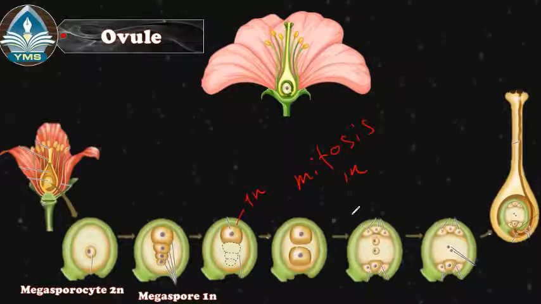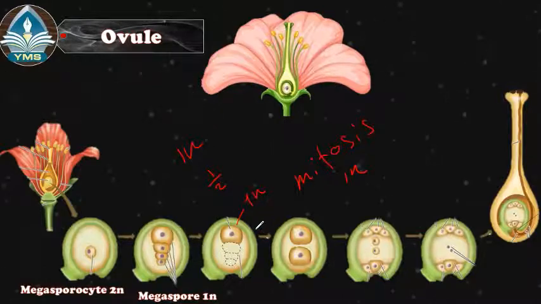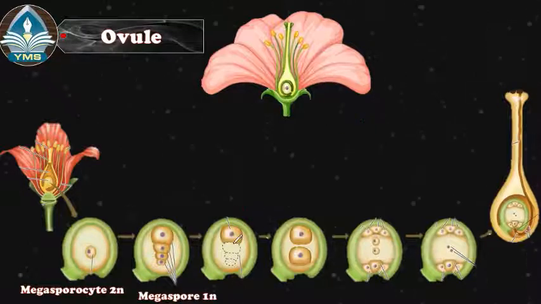Now question for you, my smart students. What happens if this one megaspore divides by meiosis, not mitosis? It is already 1N. If it divides by meiosis, it will be half N. Because as we know, meiosis gives us half of the genetic material. So it doesn't divide by meiosis, it divides by mitosis. The first division by mitosis gives us 2 cells.